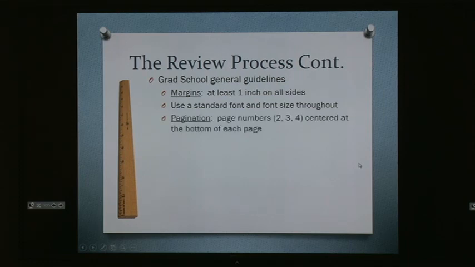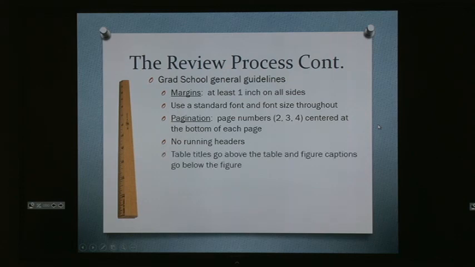Your page numbers, no Roman numerals, even if you're a history major or liberal arts. So you're going to number starting on page 2, which will be your abstract, 2, 3, 4, 5, and so on. Your title page will not have a page number. And they're going to be centered at the bottom of each page. No running headers. That's common in some classes, but not for your thesis or dissertation. Table titles will go above the table, and figure captions will go below the figure. That's for all disciplines.